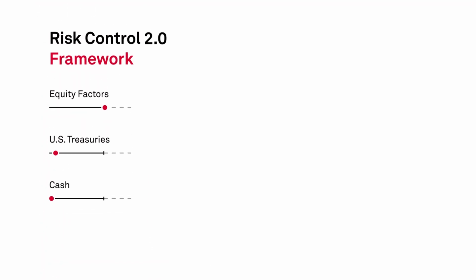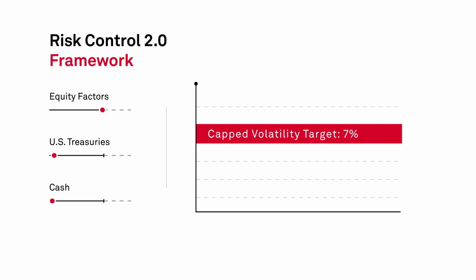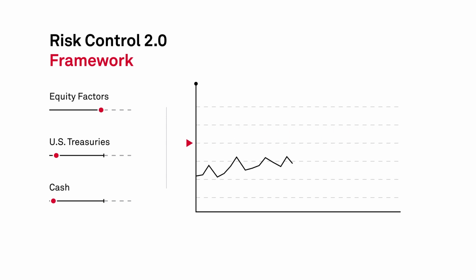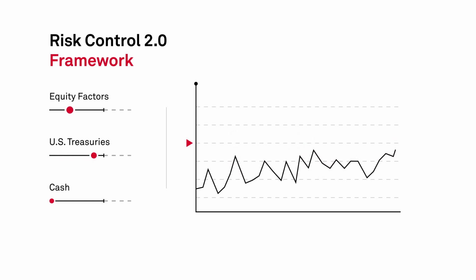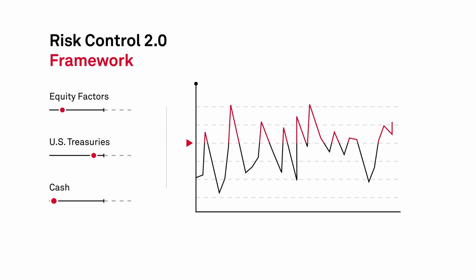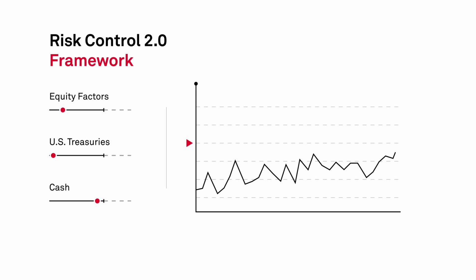S&P DJI's Risk Control 2.0 framework, better known as RC2, is applied with a capped volatility target of 7%. As market conditions change, the RC2 framework dynamically adjusts between its underlying index mix of equity factors, U.S. Treasuries, and cash. When volatility goes up, the S&P 2-year U.S. Treasury Note Futures Index weight increases. In more extreme volatility scenarios, the index is designed to increase its weight to cash instead of treasuries to maintain its volatility target.